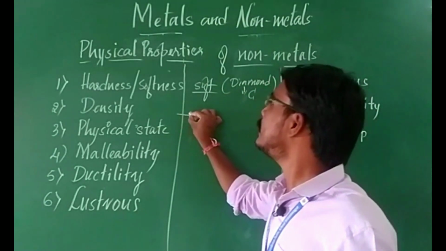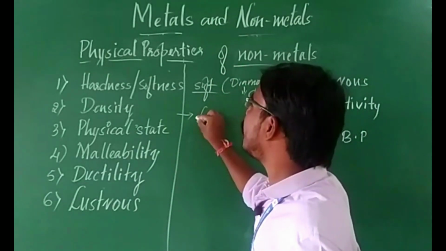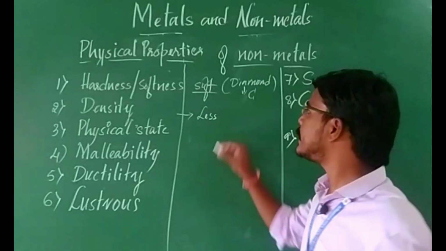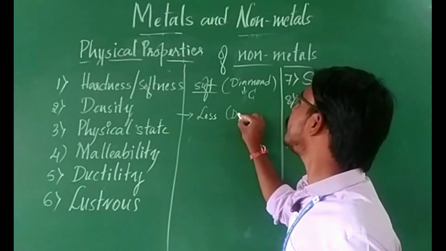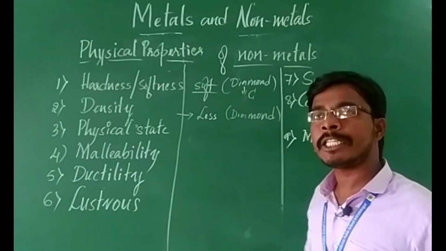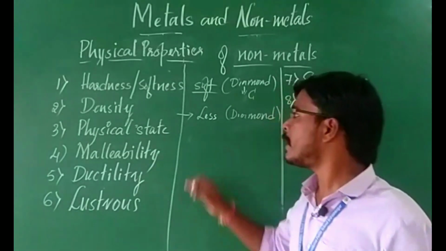Then the next one is density. All the non-metals have low density. But again, we have an exceptional case, which is diamond. Diamond has a somewhat higher density.